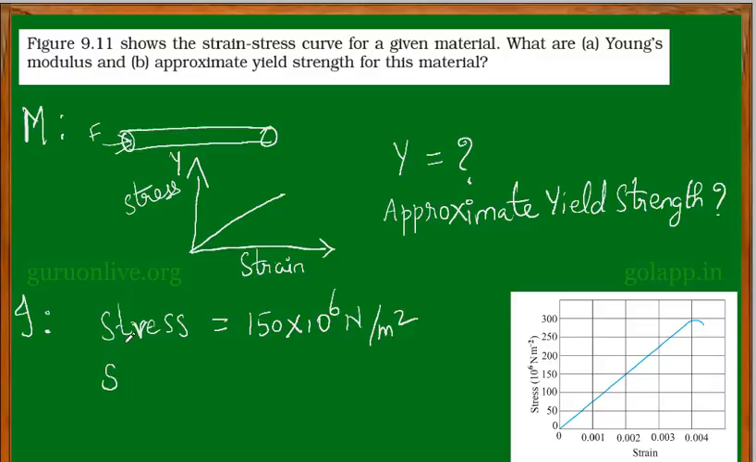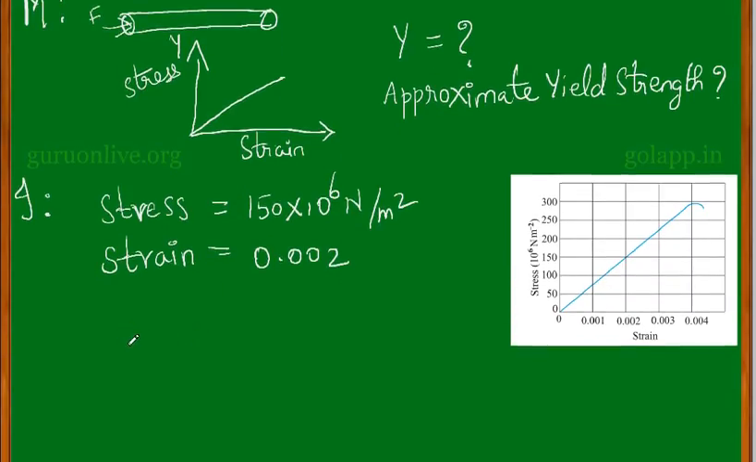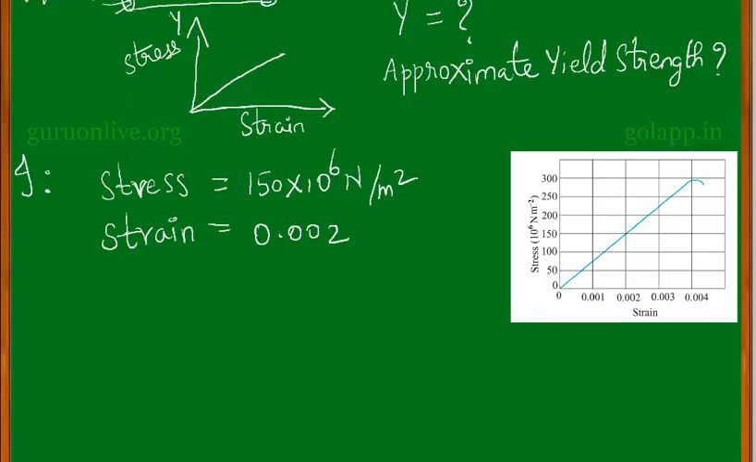And then the value of strain can be written as the corresponding value of strain, as you can see from the graph, it is 0.002. There is no unit for strain, so it is simply a value. Next, yield strength. This is for your problem A. Quantities given to solve your problem A, and quantities we have to identify for your problem B.